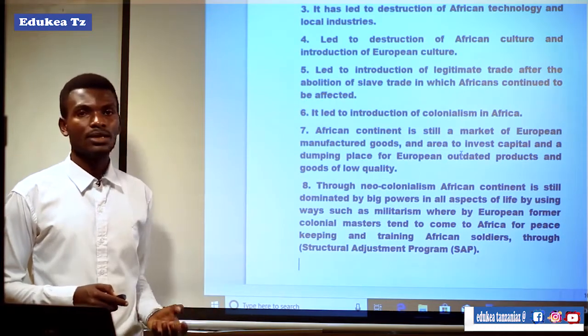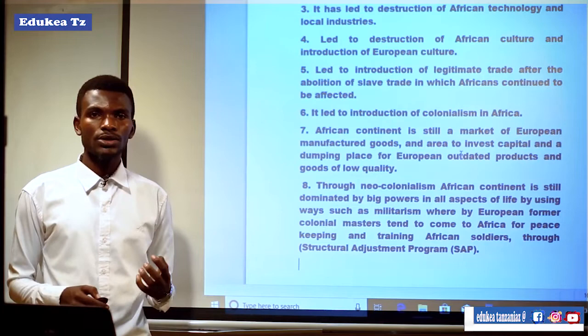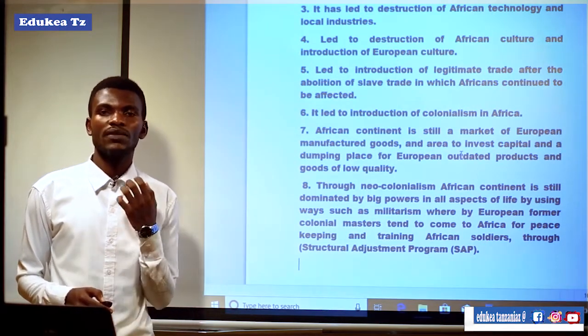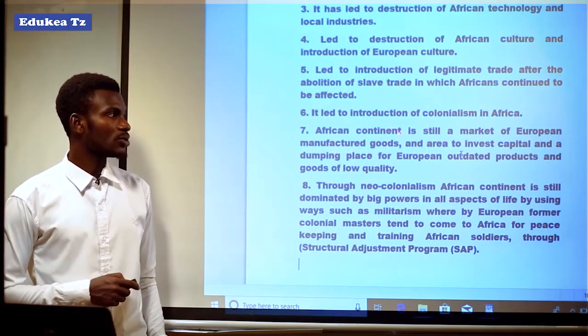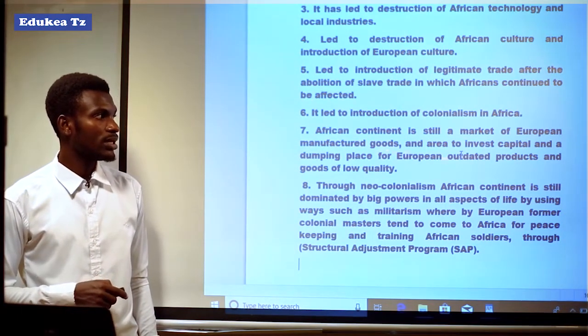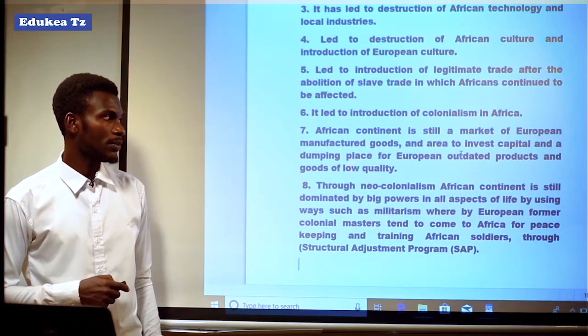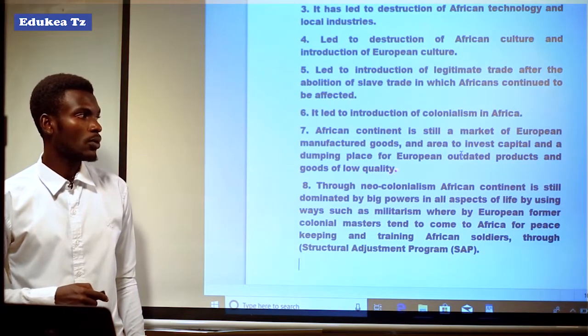So that was the impact of the gap between Africa and Europe in development from the 15th century onwards. Another was that the African continent is still a market of European manufactured goods, an area to invest capital, and a dumping place for European outdated products and goods of low quality.